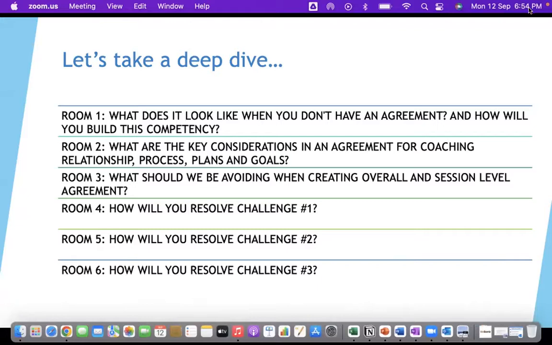So are we ready to be moved into breakout rooms? Room 4 and room 6 are related to some extent. If you do a good job of explaining what coaching is, then they won't expect answers. But that's fine. That's a very fair statement, very accurate statement. But let's see what comes up.